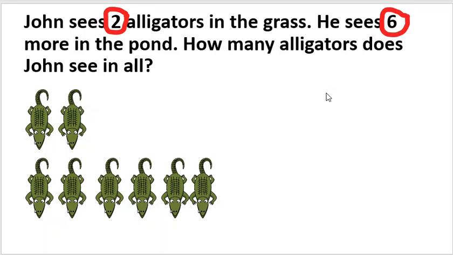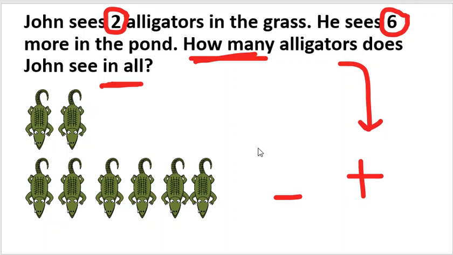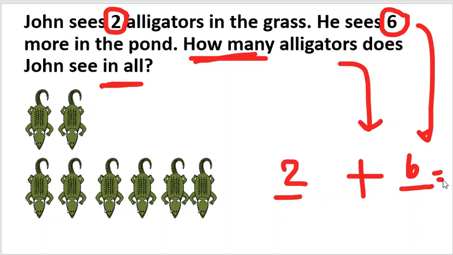And then my third step is to look for any keywords that tell me that I have to do addition. And right here, I see how many in all. Remember, how many in all is a clue word that tells me that I have to do addition. So I'm going to be doing addition. And then right here, I'm going to put the first number that I circled, that will be 2, plus the second number that I circled, that will be number 6 here. So what is 2 plus 6?